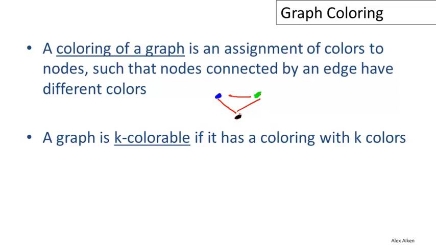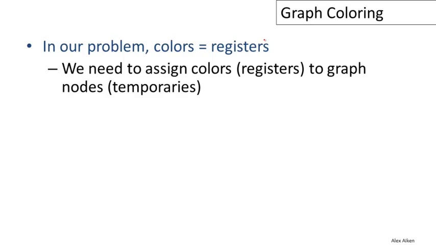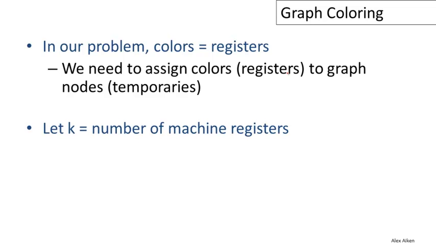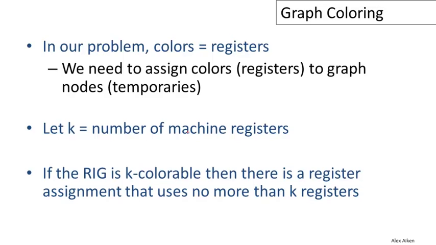And then a graph is k-colorable if it has a coloring that uses k or fewer colors. In our problem, the colors correspond to registers. So what we want to do is to assign colors or registers to the graph nodes. And we're going to let k, the maximum number of colors we're allowed to use, be the number of machine registers, so the actual number of registers present on the architecture for which we're generating code. And then if a register interference graph is k-colorable, then there's going to be a register assignment that uses no more than k registers.